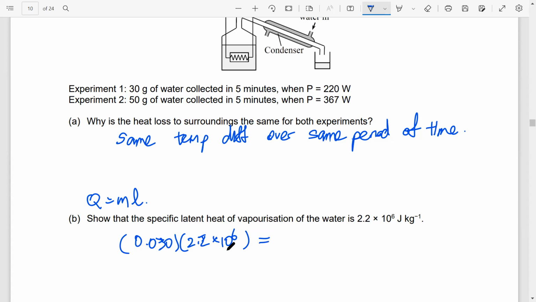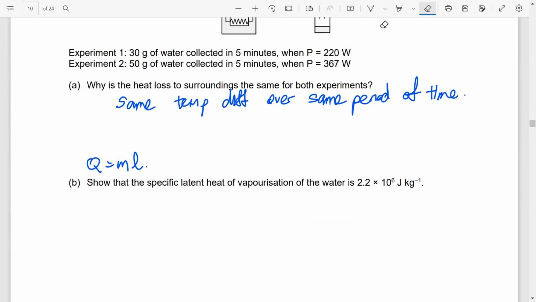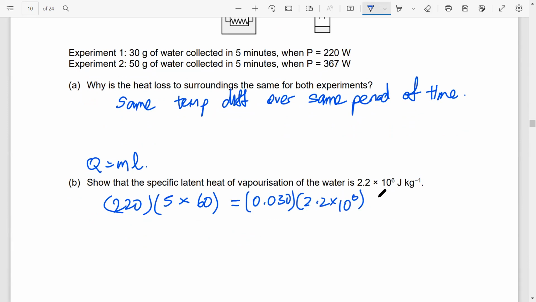So this is ML, Q equals ML. M is the amount that has risen. So we need the power, same thing. Q equals ML, the power will be 220. Let me erase the whole thing and restart. So 220, this is the power supply equals ML. You see it's similar. Again, plus H, the heat loss to surroundings. Repeat the same thing over 5 minutes.